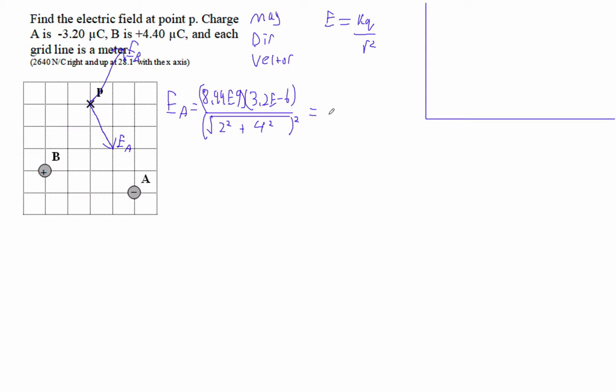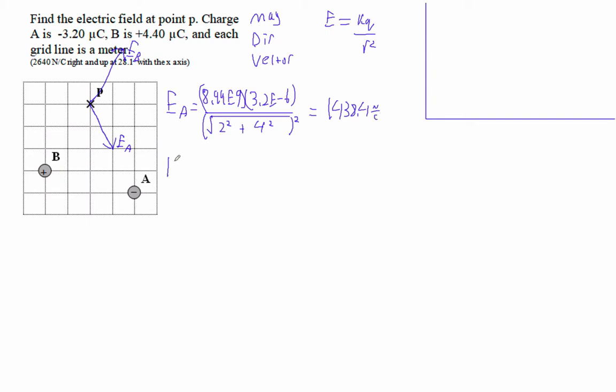Okay, so let's do this. I'm going to go alpha F1, get that fraction thing going on. I'm going to go 8.99E9 times 3.2E minus 6 over 2 squared plus 4 squared. All right, let's see if we get this. 1438.4. And then we're going to have to figure out a direction for that. But let's figure out the magnitude of B first.